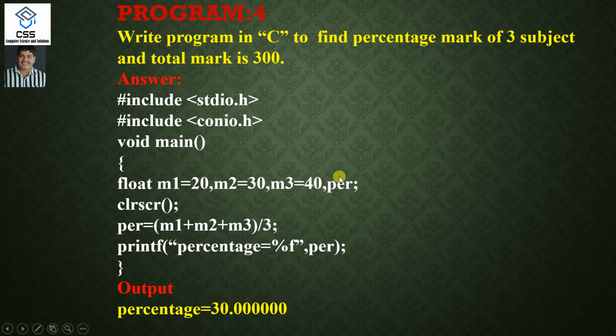Now the value will be stored in percentage as a user defined variable. So percentage equal to mark 1 plus mark 2 plus mark 3 by 300 into 100, meaning divided by 3. Whatever the calculation is made will be stored in the variable PER. Then I have to display the result PER. And why the format string %lf? Because of the float value. The result will be displayed on the screen. And you can run it in the same way as the previous one.